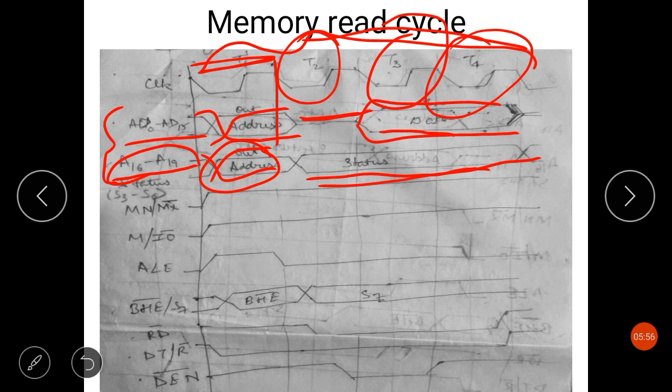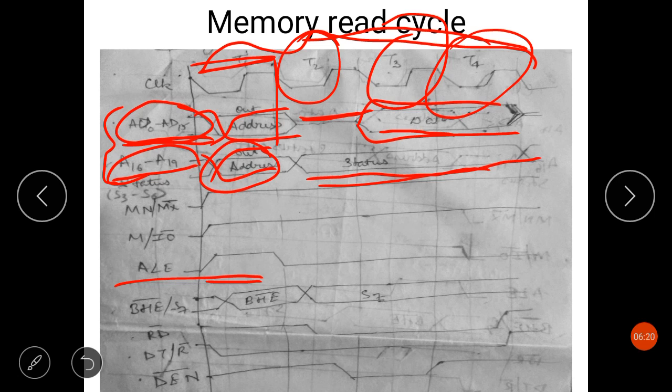The ALE signal goes high during the T1 clock cycle to latch the address into the external latch, that is, this multiplexed address. To demultiplex these address data lines, this ALE signal goes high.